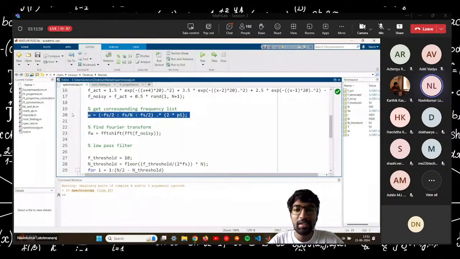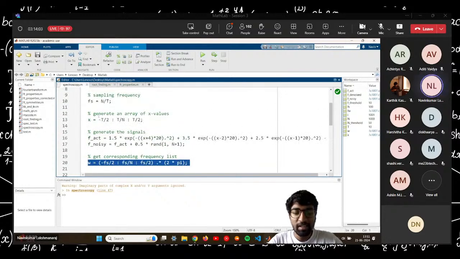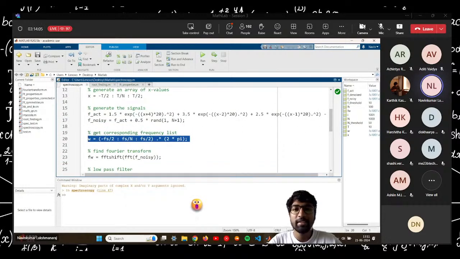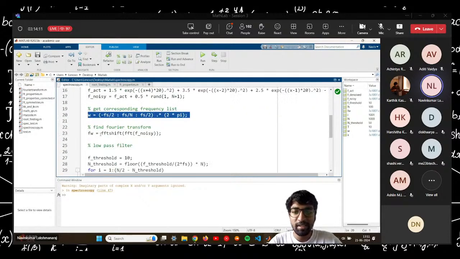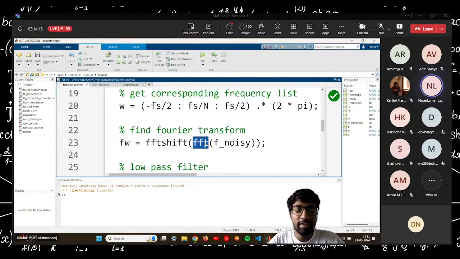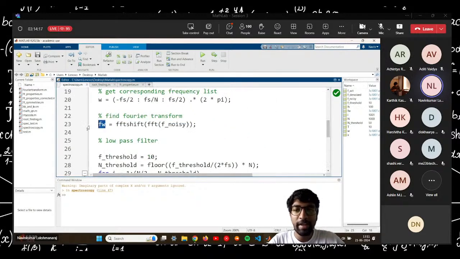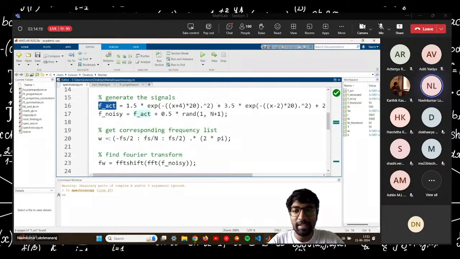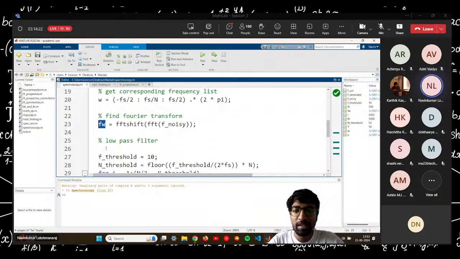First, we get a list of the corresponding frequency values for this data. This is something that can be figured out using the Nyquist sampling theorem. If any of you want to learn more about it, you can always reach out to me after the session. And then we use the function fft, the fast Fourier transform, to find the Fourier transform of the function f_actual, and we get f_omega.